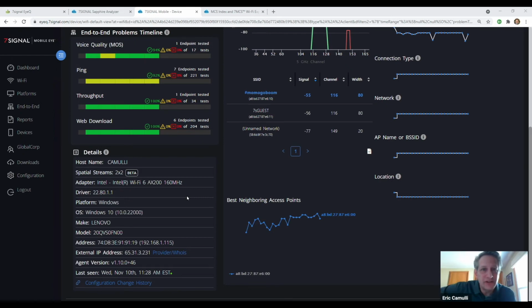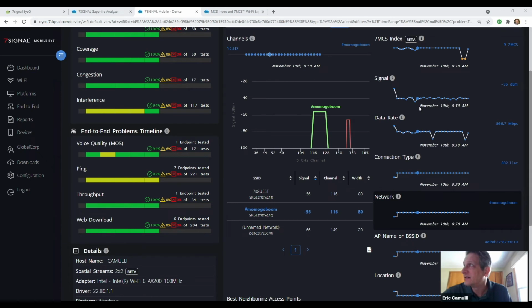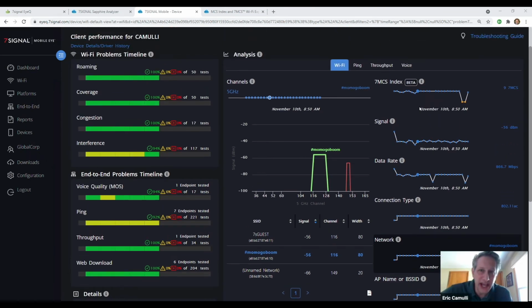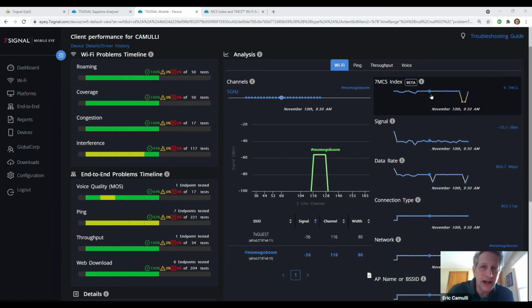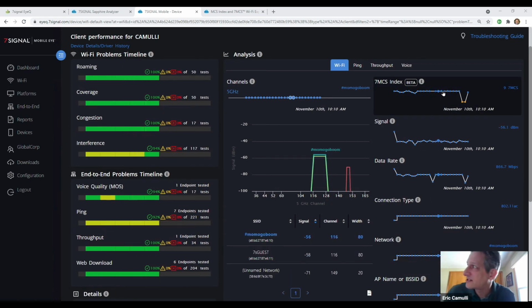So we take all of this juicy information, spatial streams, the data rate, the PHY, the channel width, and we are able to come up with a score which basically tells us if your computer is achieving its peak performance. Look at this, guys, right up here in the upper right-hand corner of your screen, 7MCS of 9. Remember, this is on a 0 to 11 scale. Anything 5 and above is going to be at 64 QAM or better. And so I am loving life checking this out right here.